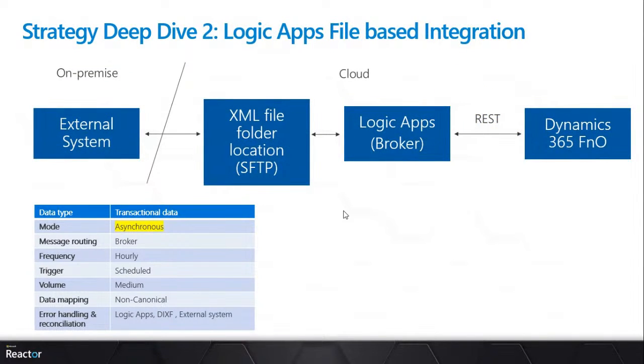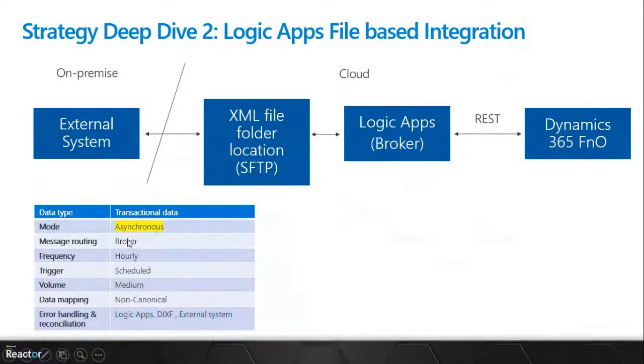The next strategy deep dive is with the help of Logic App using the file-based integration. So think about a scenario: you do have an external system which is on-prem, and the entire stack is running in cloud, right? And the customer wants to exchange files between FNO and the external system. However, the external system, as I mentioned, is on-prem, right? So how can we leverage the cloud ERP data mechanism using the REST protocol, right?